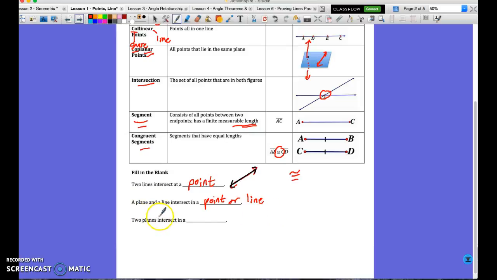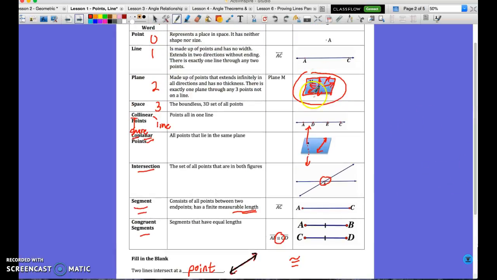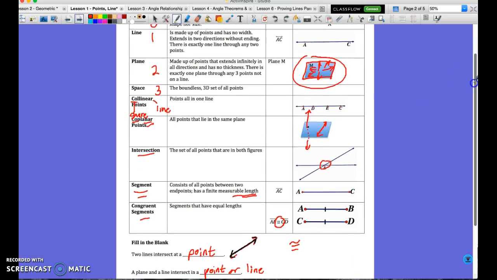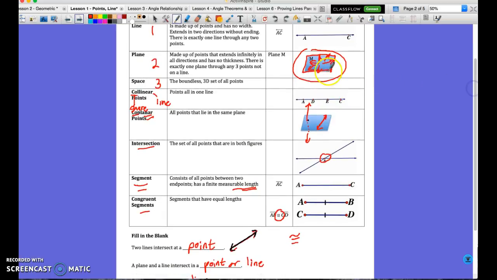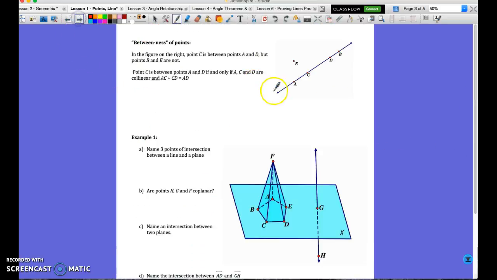Lastly, we have two planes. If two planes are going to intersect, hopefully you realize that two planes will intersect in a line. Two planes cannot intersect in a point because, of course, planes continue forever in all their directions, in all their 2D directions, and therefore planes don't have any ending points or edges where they could intersect another plane. Okay, so let's jump ahead here.